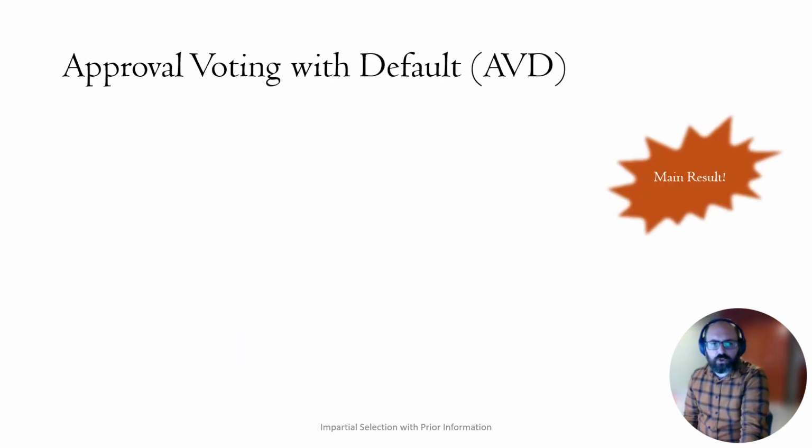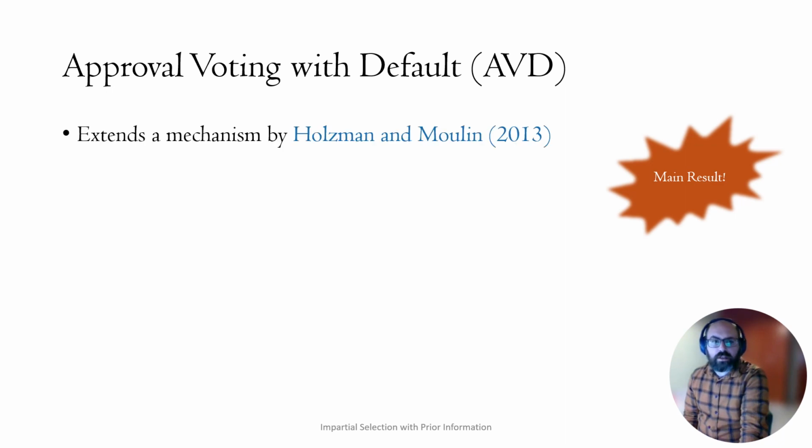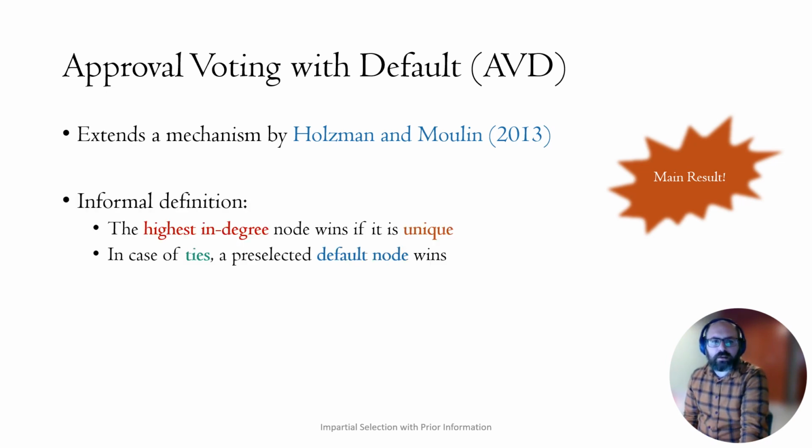Our main positive result in this paper is the analysis of the approval voting with default mechanism. The mechanism extends an idea provided by Holzman and Moulin in one of the papers that introduced the problem. In this mechanism, the maximum mean degree node wins if no other node with the same mean degree exists. Otherwise, a preselected node whose nominations are always ignored is the winner.